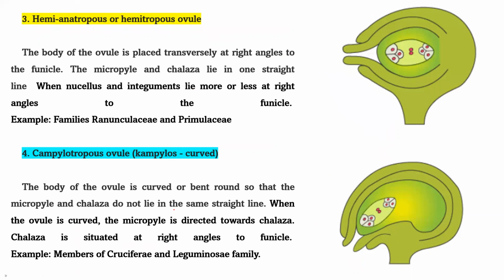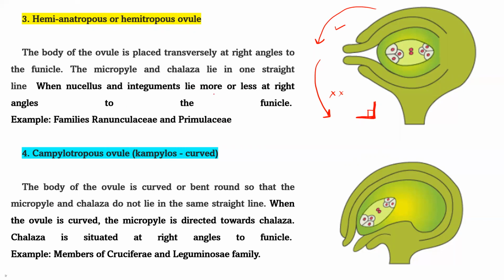Next we come to the hemianatropous ovule. Hemi means, you can understand, not completely anatropous, halfway. See, the bending hasn't taken place fully. It has stopped here. It did not come till here. The body of the ovule is placed transversely at right angles to the funicle. They maintain an angle of 90 degrees with the funicle. Okay.